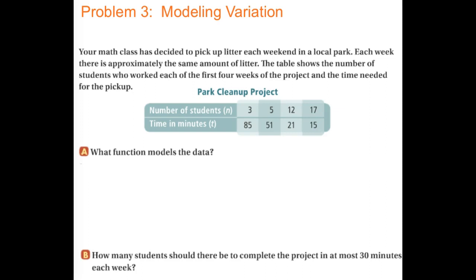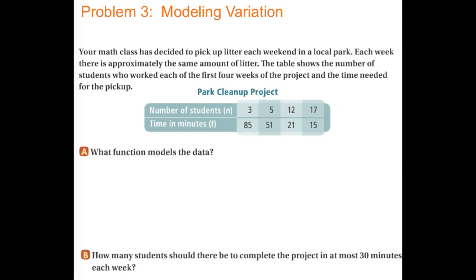All right, we're going to look at some data and check to see how we can use our inverse variation to model that. It says your math class has decided to pick up litter each weekend in a local park. Each week there's approximately the same amount of litter. The table shows the number of students who worked each of the first 4 weeks of the project and the time needed for the pickup. So what happens as the number of students increases? What happens to the time that it's going to take us to do the job? It goes down, right? The more people working, the faster it gets done. Okay, so as one quantity increases, the other decreases.